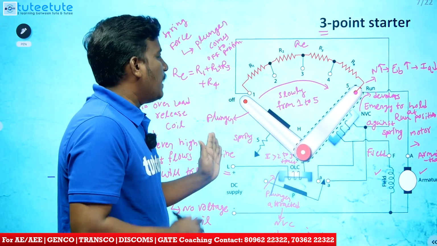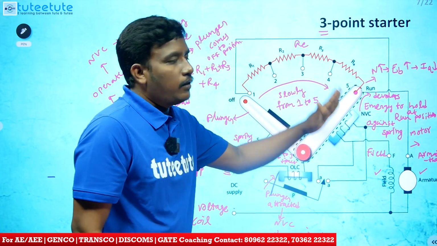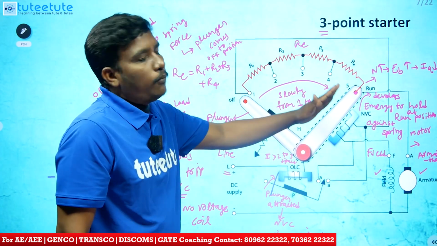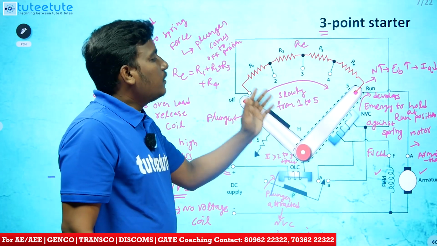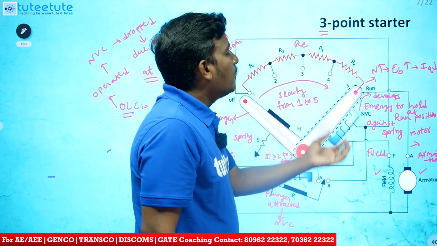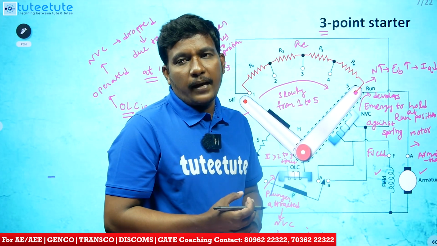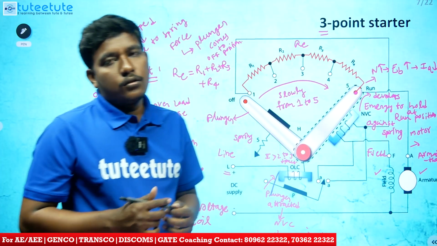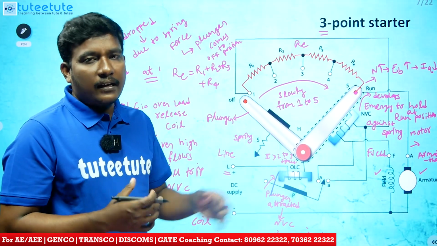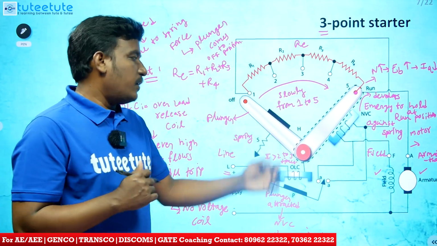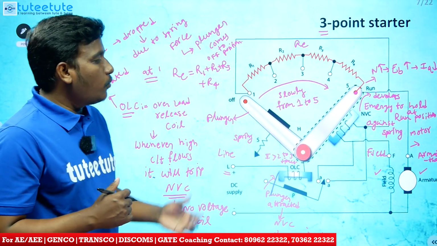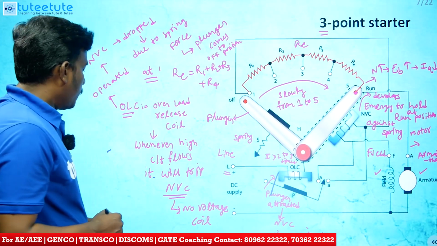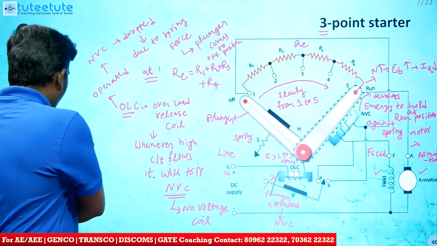During starting, what will happen? This plunger is moving slowly from 1 to 5. During this process, some spring energy is going to be acted on that, and in order to hold at run position, this NVC needs to develop some magnetic energy so that it can withhold at run position. So in order to withhold the plunger at run position, we are going to use the NVC coil. In order to protect the motor from overcurrent, we are going to use the OLC coil. But if you see here, one small drawback is there.